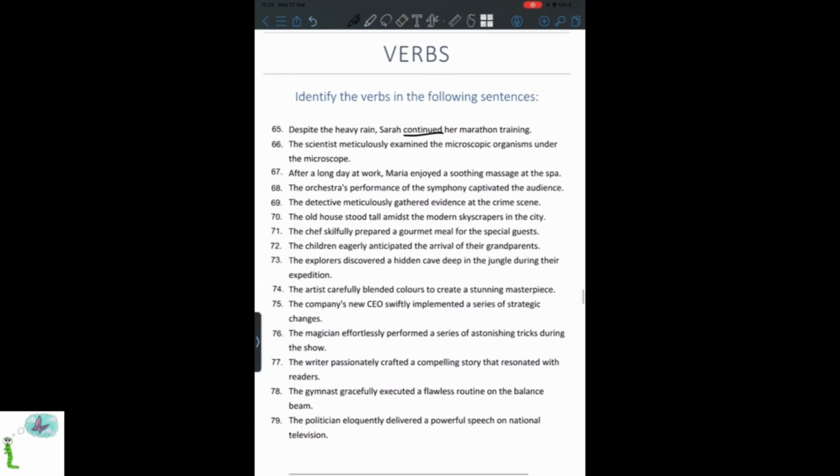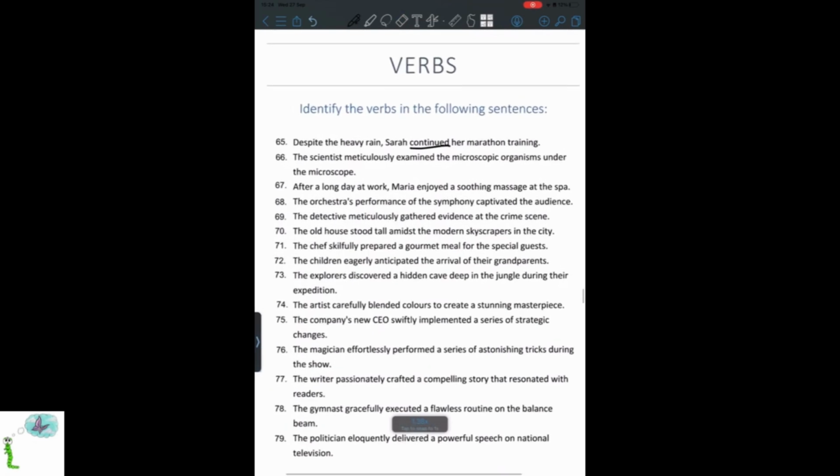The scientist meticulously examined the microscopic organisms under the microscope. Well, the only thing being done here is examining, right? So it's going to be that.